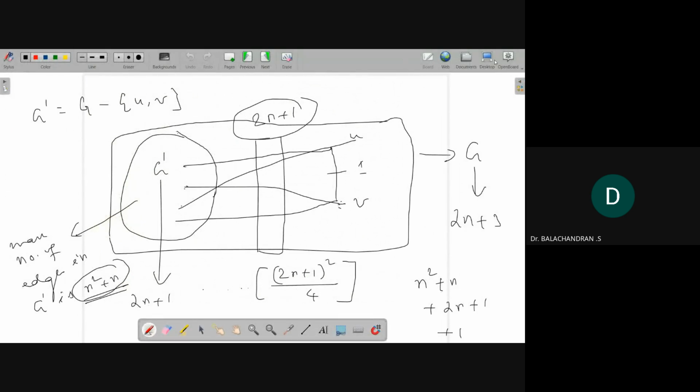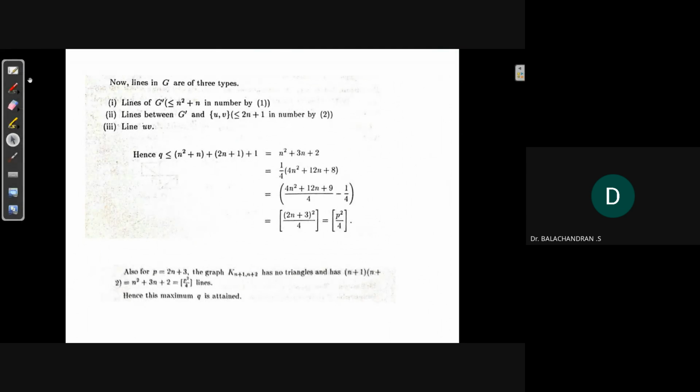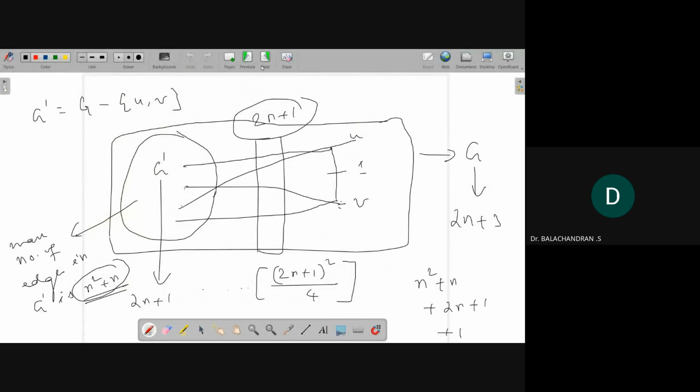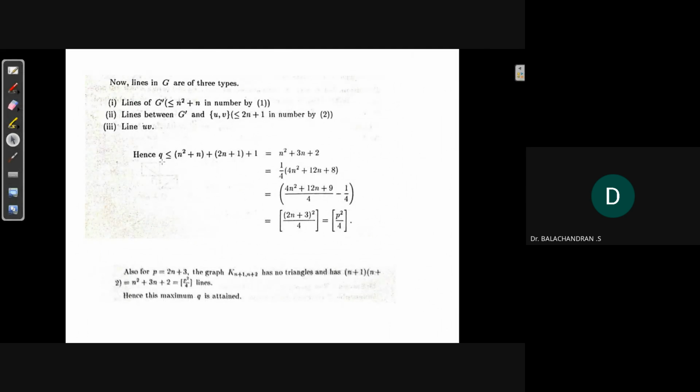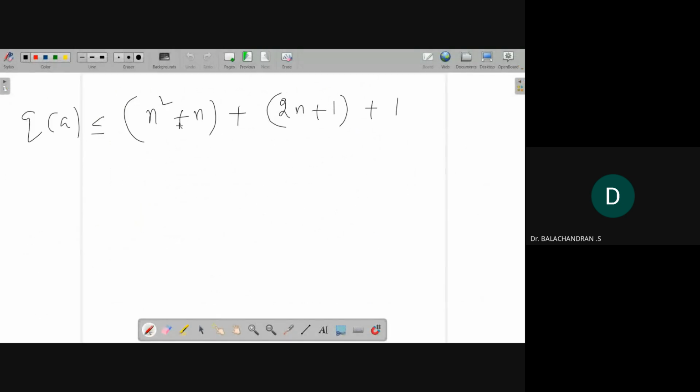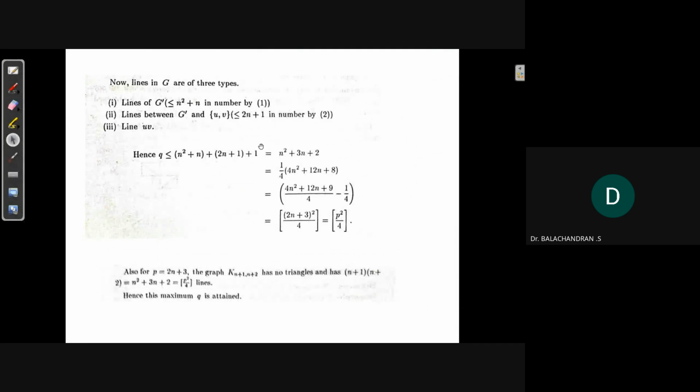Next, the line UV. So the line UV, I told this is edge 1. So totally you have Q of G less than or equal to n square plus n, I wrote here n square plus n plus this 2n plus 1, plus this UV is 1. Now n square plus 3n plus 2, multiply and divide by 4. So 4n square plus 12n plus 8 by 4. And then add and subtract 1 by 4.